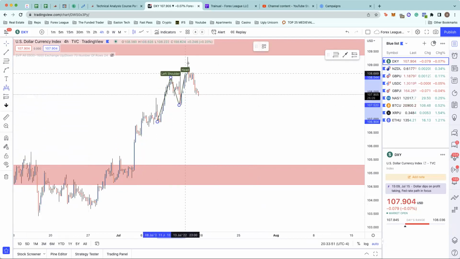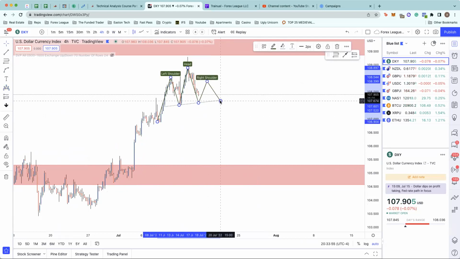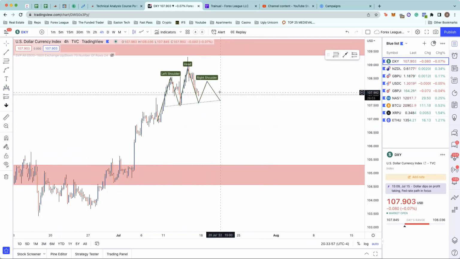Ideally we would see something like a head and shoulders pattern form, then we get in on the right shoulder, right? That's normally a great pattern to get into. Or we end up seeing some sort of break of this level before forming the right shoulder, and then we try to take a sell to the downside.